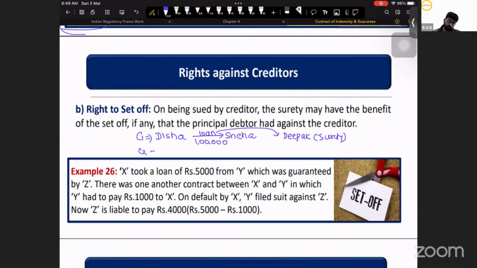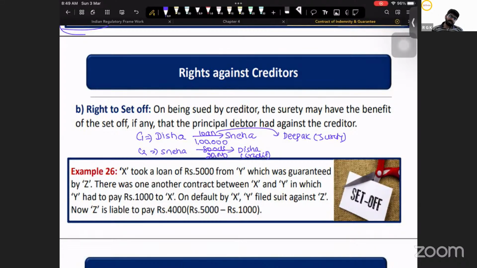Contract number 2: Sneha supplies goods on credit worth rupees 20,000 to Disha. Now, tomorrow when the settlement happens, it will be 1 lakh minus 20,000. Whatever mutual owings are there will be cancelled. And Disha can hold Sneha liable only to the extent of 80,000 rupees.